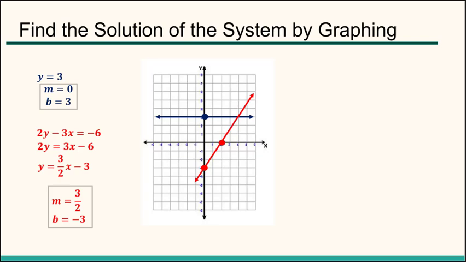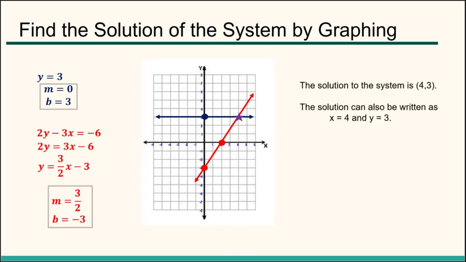Then I can find the point at which they cross. There it is. The solution to this system is (4, 3). The solution can also be written as x equals 4, y equals 3.